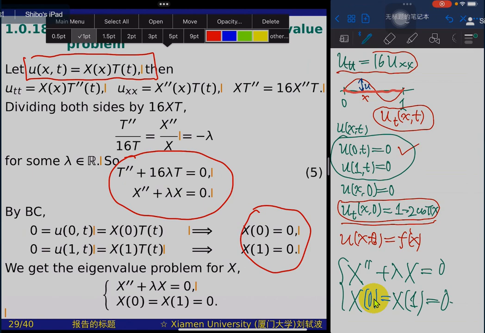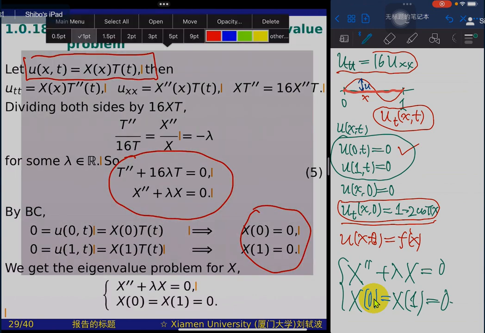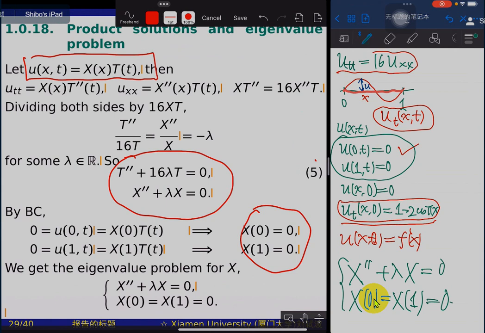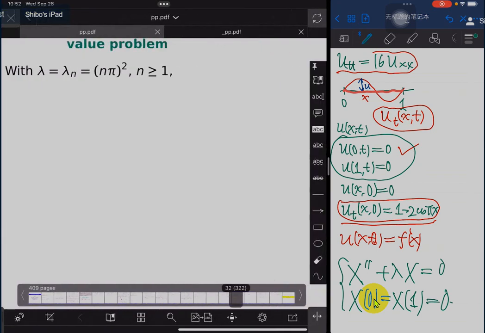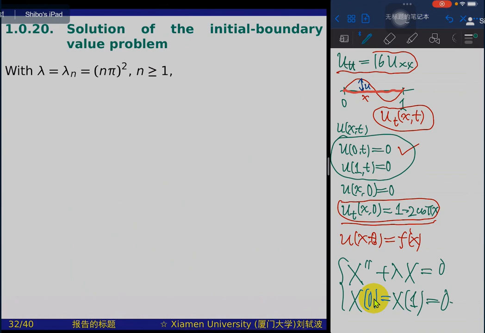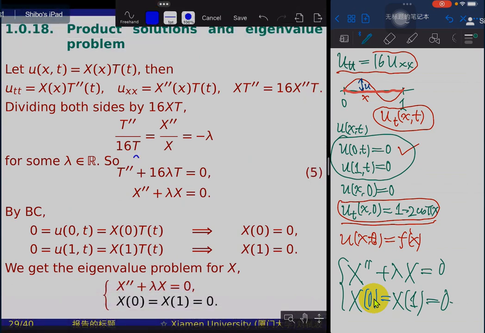We need to solve the ODE for T, which has the same lambda as the ODE for X, but those lambda are eigenvalues. Okay, those lambda are eigenvalues. So we need to solve this ODE where the lambda is replaced by the eigenvalue we found before. Okay, now let's go back to our problem. So for those lambda, that is our lambda n pi square, as I said before, we need to solve this ODE for T.